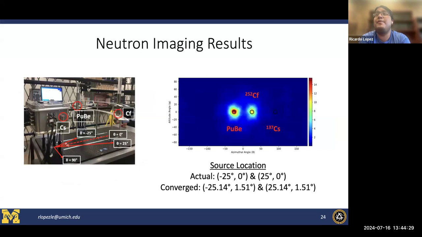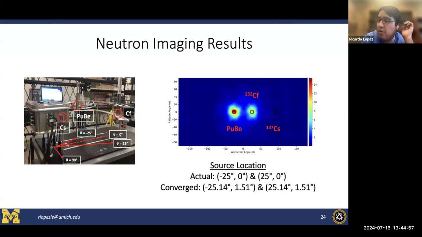Similarly, for the neutron imaging results, here in the field of view, we have three different sources. But as you can see in the image shown on the right, only two distinct hotspots are apparent. They correspond with the plutonium-beryllium source and the californium-252 source, which in this case are our two neutron sources. And then off to the right, at an azimuth of positive 9 degrees, we did have a cesium-137 source.